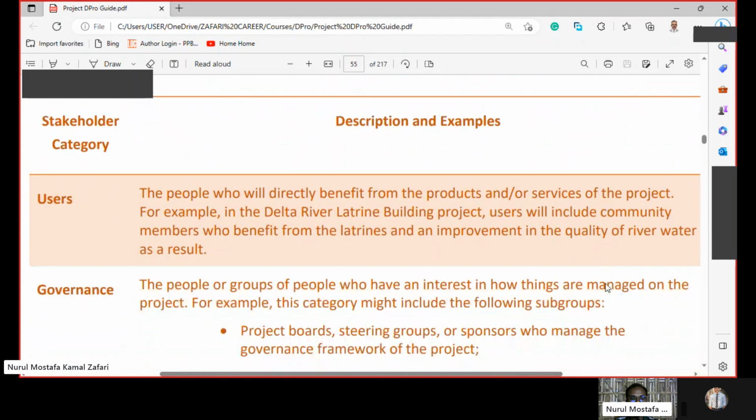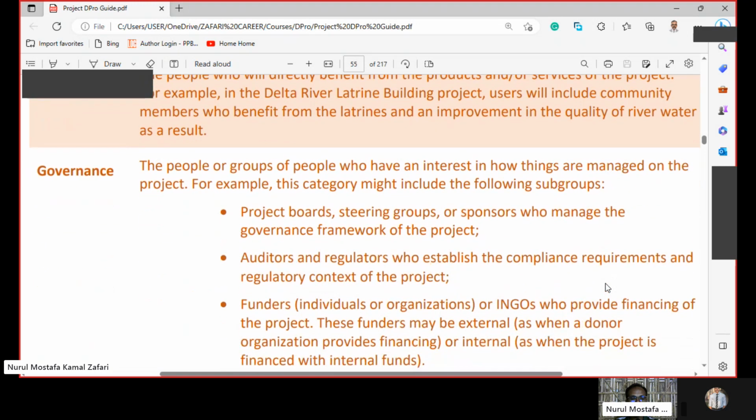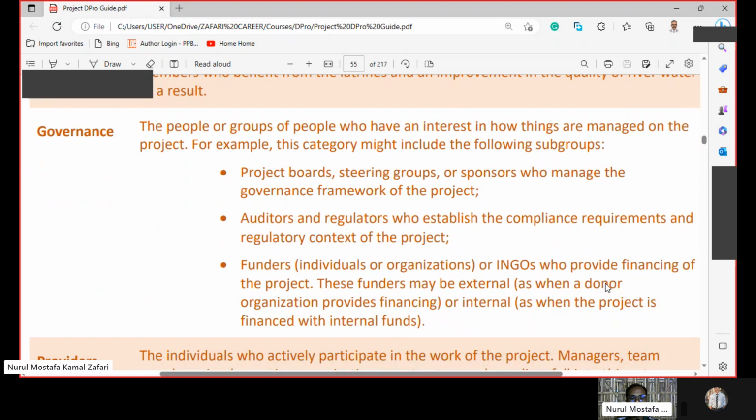The categories are users, the people who will directly benefit from the products or services of the project. For example, in the Delta River latrine building project, users will include community members who will benefit from the latrines and an improvement in the quality of river water as a result. Governance, the people or groups of people who have an interest in how things are managed on the project.